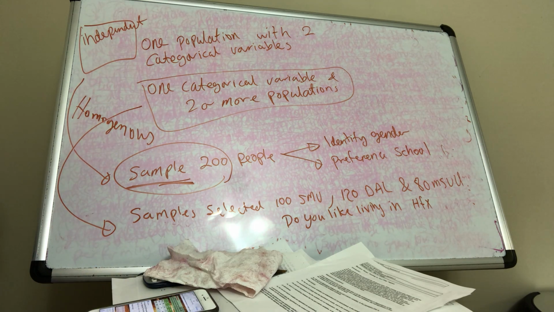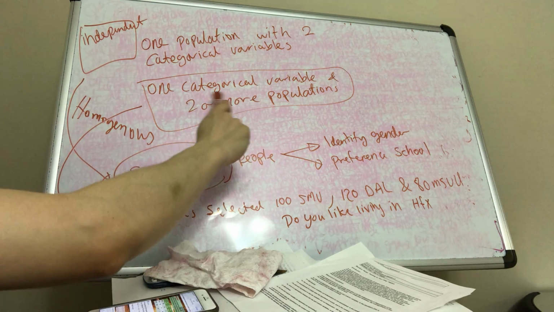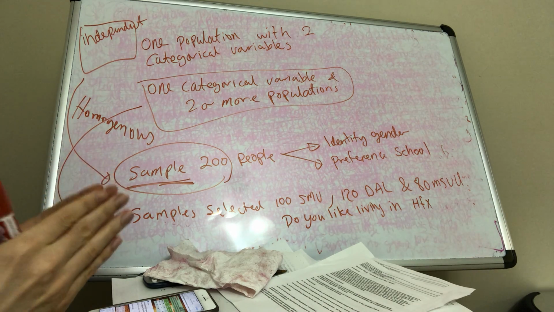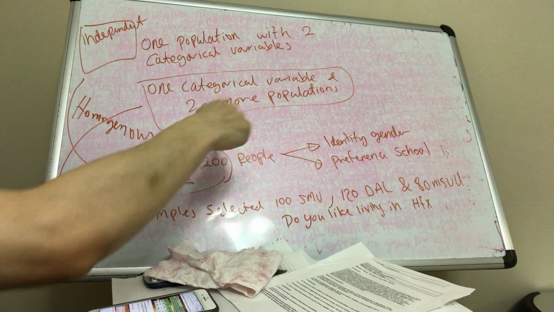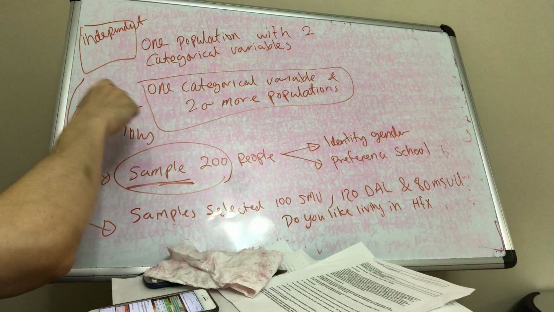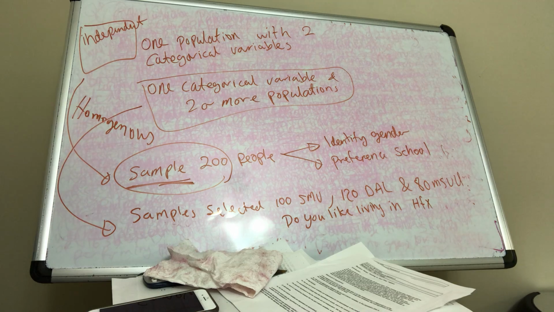If you read the second one, suppose you're interested in knowing whether the distribution of income classes, low, middle, high, are the same for 200 males and 250 females. So you have two samples given. So you have two or more populations, and the category is the income class. So the category is income class, but more than one sample. So if they specify multiple samples, homogeneous. One sample with two different categorical variables, it would be independent.